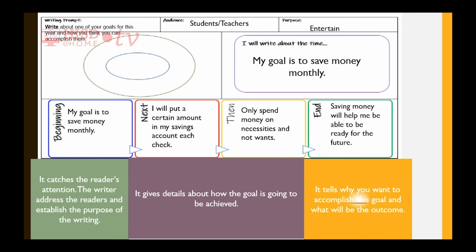With our beginning catching our readers' attention, addressing the readers, and establishing the purpose of the writing. The middle giving details about how the goal is going to be achieved. And then in the end, it tells why we want to accomplish this goal, and what is going to be the outcome.